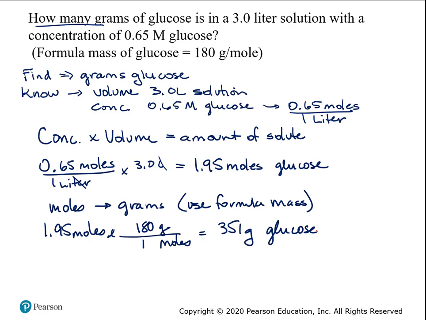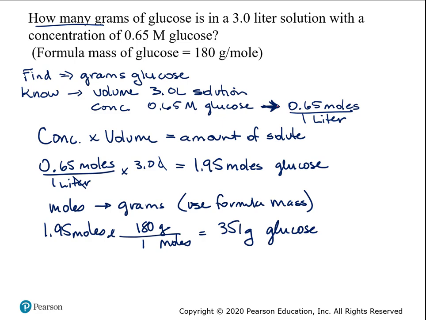Okay, so in this, figure out what you need to find. I want to know how many grams of glucose. So that's what I'm trying to find. I know the volume because the volume is 3.0 liters. I know the concentration is 0.65 molar. So change that 0.65 molar to what it actually means, which is 0.65 moles divided by 1 liter, right? So that's just doing this conversion to what that capital M actually means.